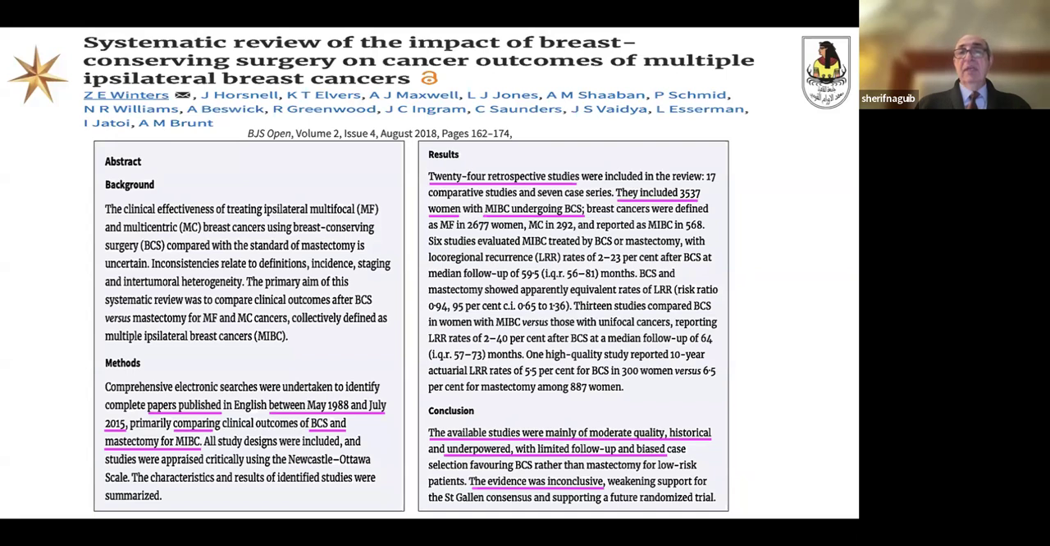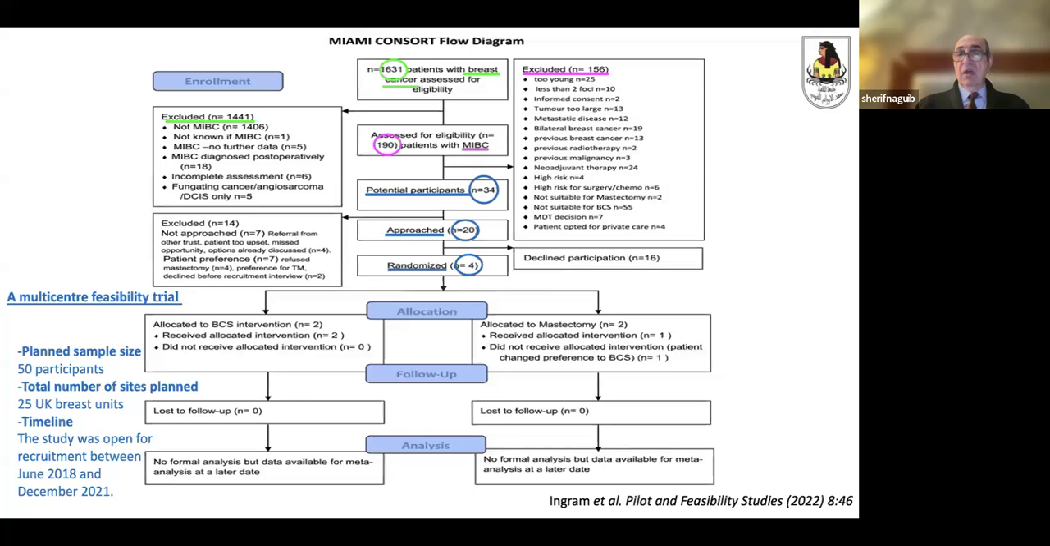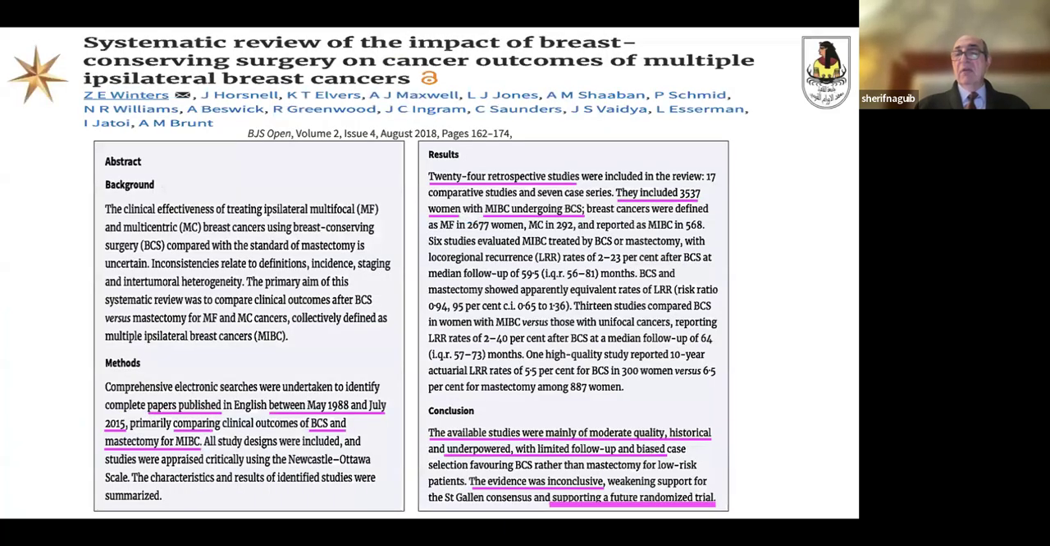So as I told you at the beginning, this issue is one of the most controversial and most debatable issues nowadays in breast cancer treatment. Of course, I'm sorry, they concluded at the end that a future randomized trial is required because until today there hasn't been one single randomized control trial comparing breast conservation to mastectomy for the treatment of these cases.